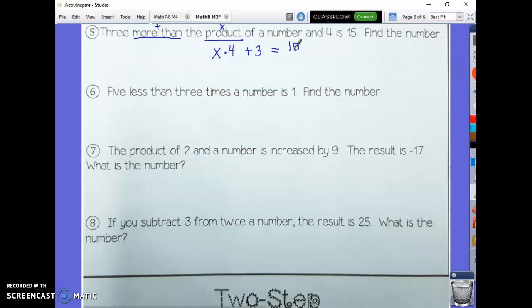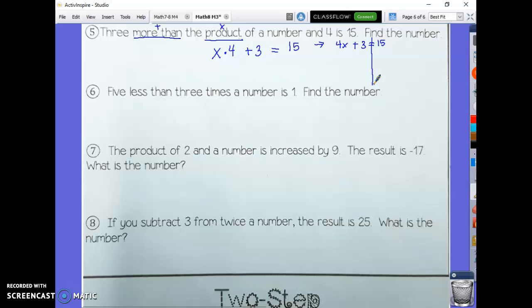Another way to write that, which looks a lot better, is 4x, because remember, when you have a number and a variable right next to each other, it means multiplication. Plus 3 is equal to 15. Go ahead and start off like this if it helps you set it up easier, and then fix it to make it look a little more appealing, I guess.